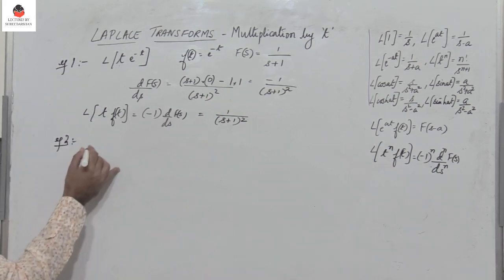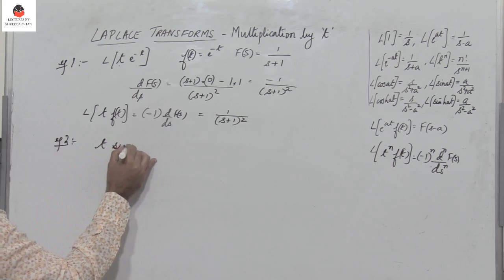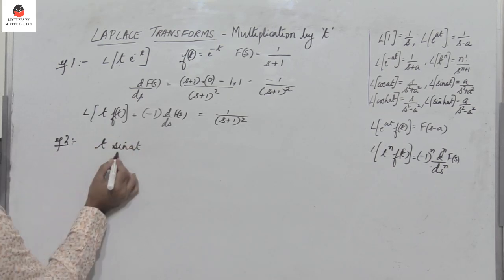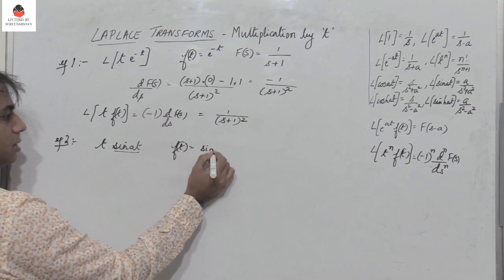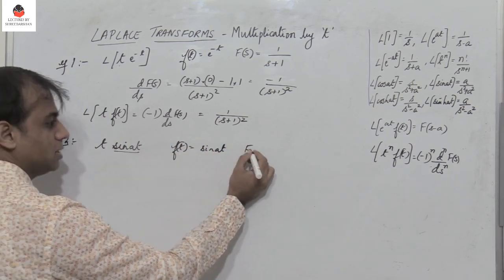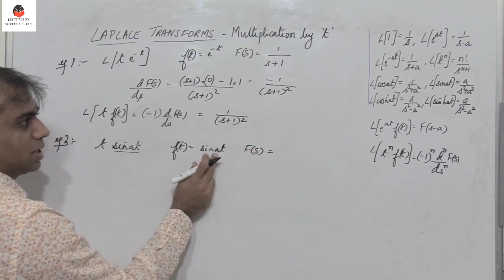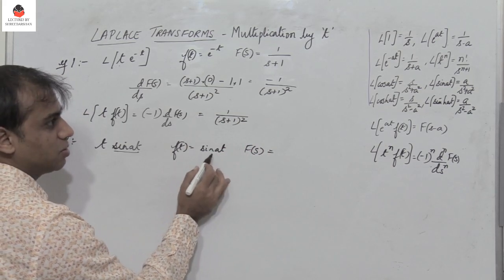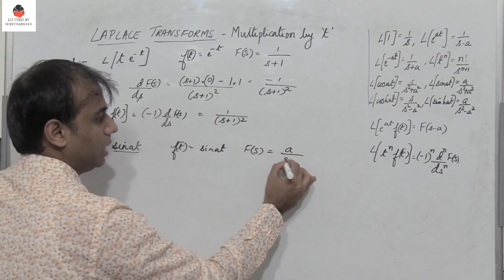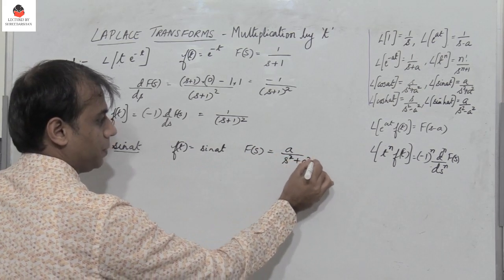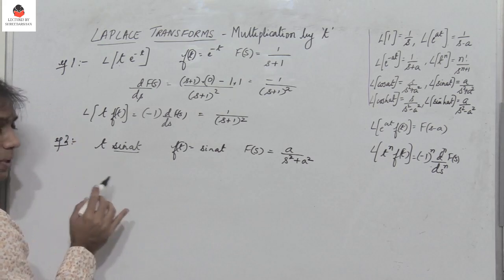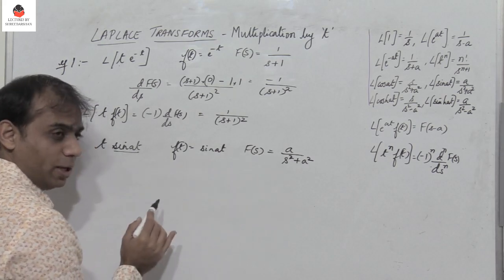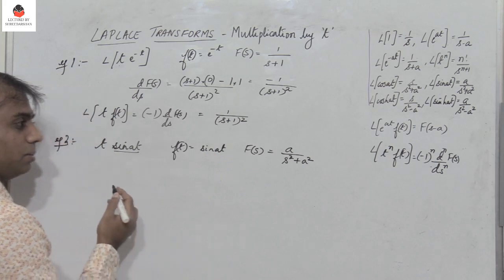Example 2, we need to find the Laplace transform of t sine at. So here consider f of t equals sine at. And what is f of s? We have to find the Laplace transform of sine at. So Laplace transform of sine at is a divided by s square plus a square. Now this entire term is multiplied with t once. So I have to differentiate this with respect to s and then multiply it with minus 1.